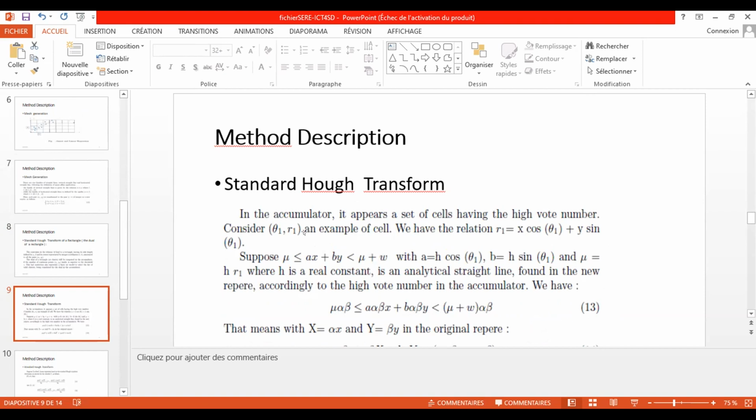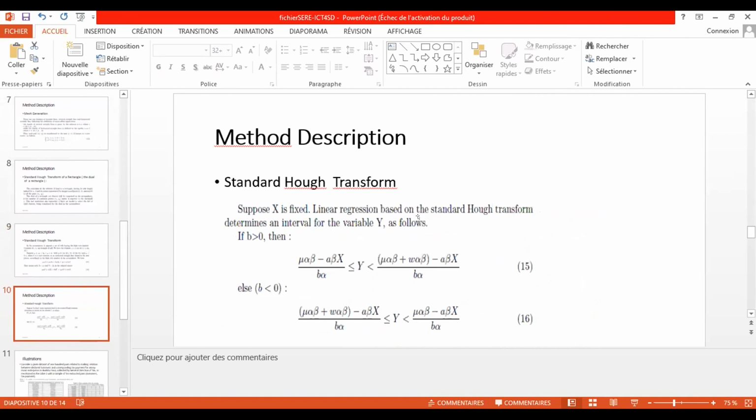Suppose, for example, this coordinate represents an example of a cell. We have a relation defined by the dual using the standard Hough transform. Suppose that this definition is from the Reveillès analytical straight line, and here we just use substitution, and later we try to establish a relation in the original repair. That means that, supposing X is fixed, the linear regression itself defines an interval for X and Y.